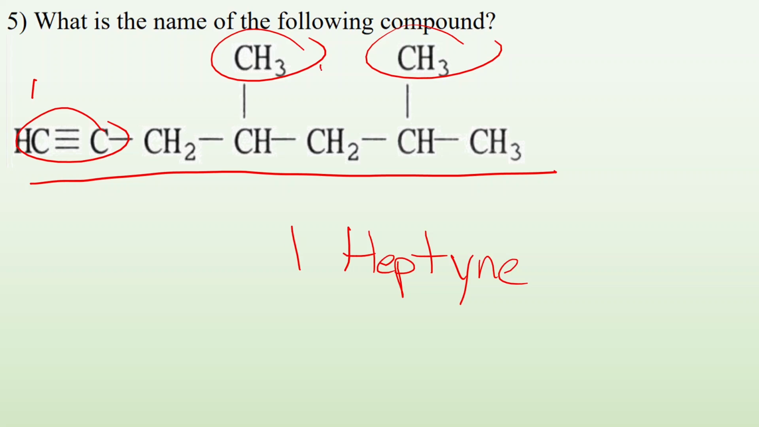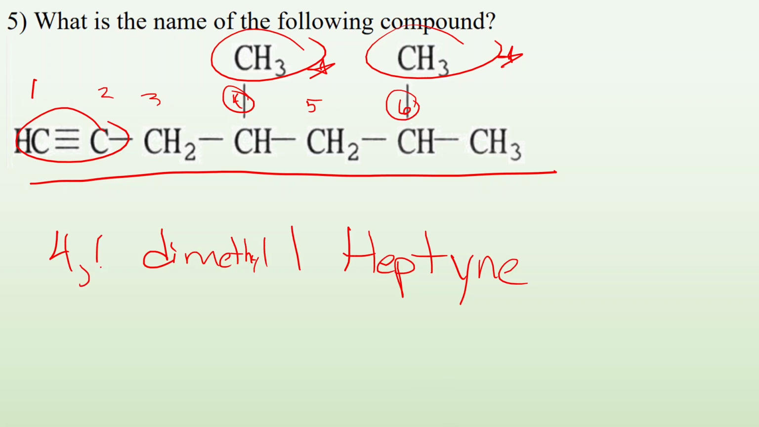Now I've got to name these dingly-danglies. I've got 2 methyl groups. So I have dimethyl. And where are they? Well, I already decided that I have to count left to right. The 1, 2, 3, it's on the 4th carbon and on the 5th, 6th carbon. So I have 4,6-dimethyl-1-heptyne. There you go.